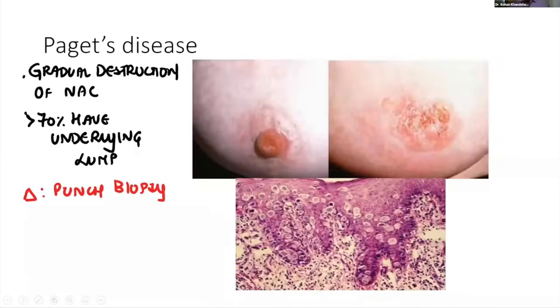Paget's disease has also been asked many, many times. Paget's disease starts off as an itchy lesion, and you can see that the nipple areola complex, NAC, is completely destroyed. Diagnosis is by a punch biopsy.